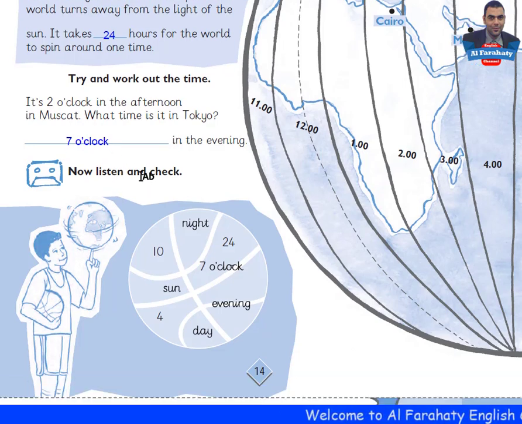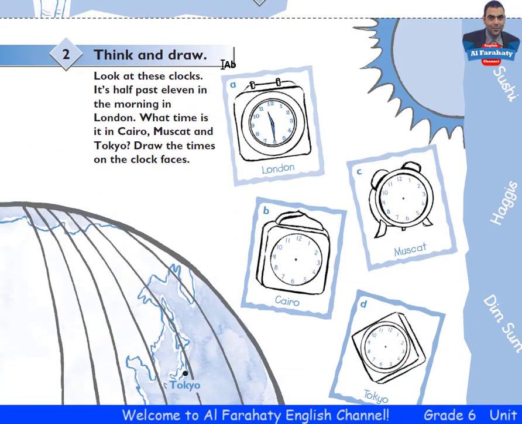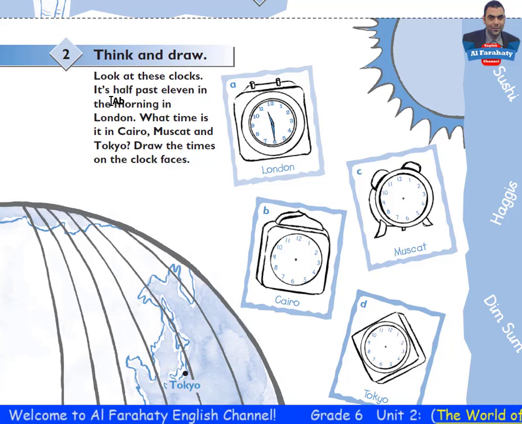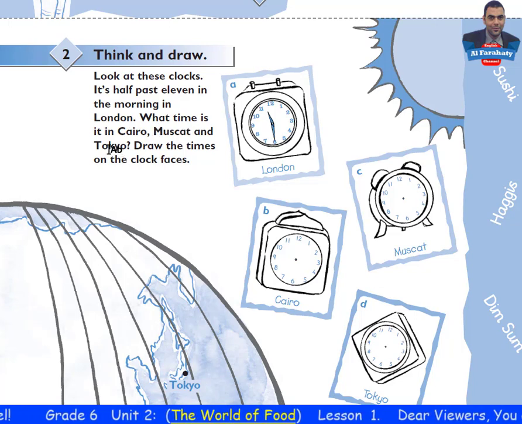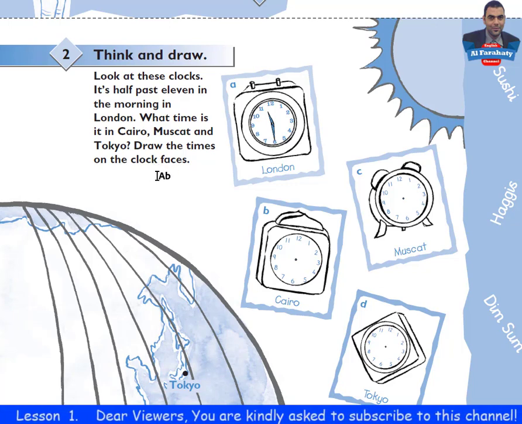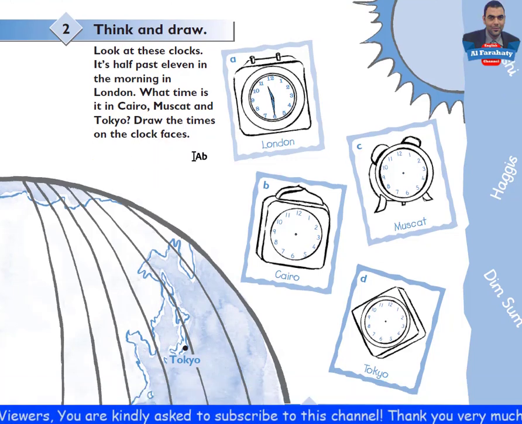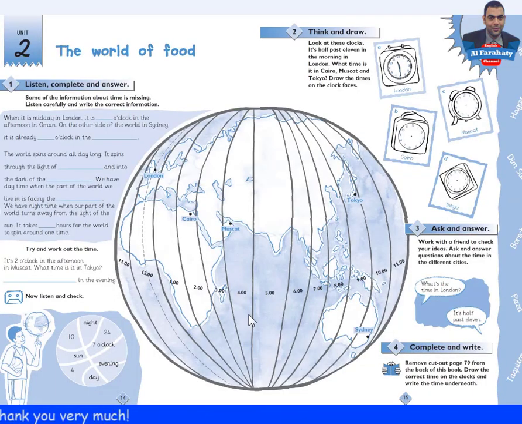Thank you. Now we will go to page 15, Activity 2. Think and draw. Look at these clocks. It's 11:30 in the morning in London. What time is it in Cairo, Muscat, and Tokyo? Draw the times on the clock faces. You are asked to look at the two pages and check the time zones, then draw the times on the clock faces. Take your time to do the activity, then come back to check your answers.